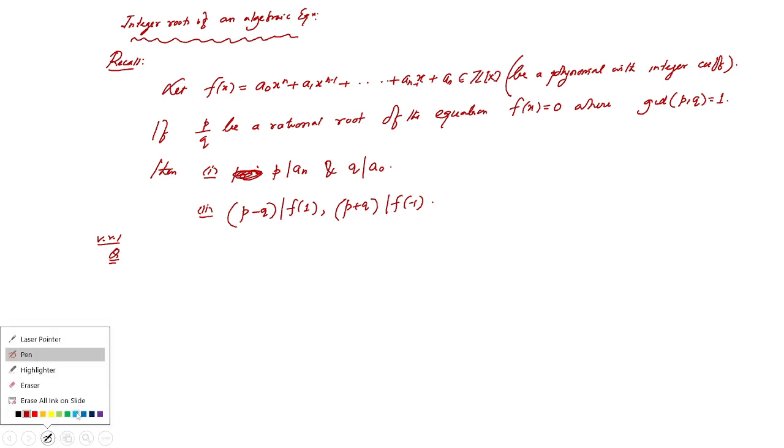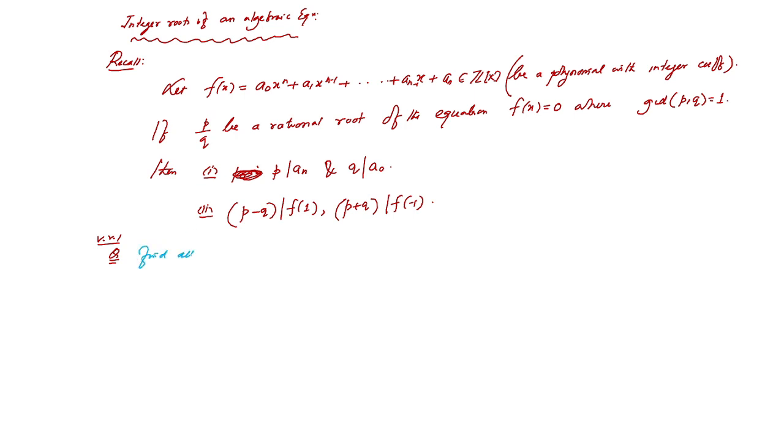The problem says: find all integer roots of the equation x to the power 4 plus x cube minus 2x square plus 4x minus 24 equals 0, and solve it.